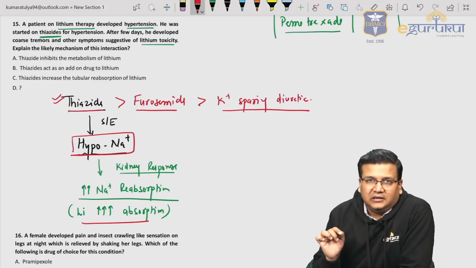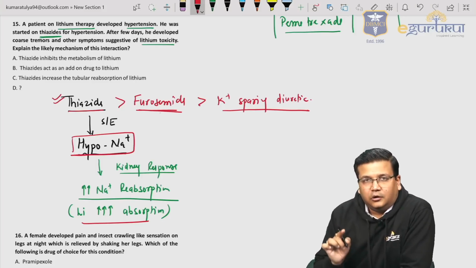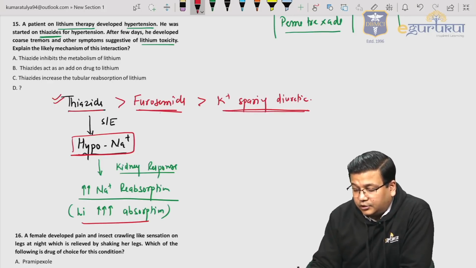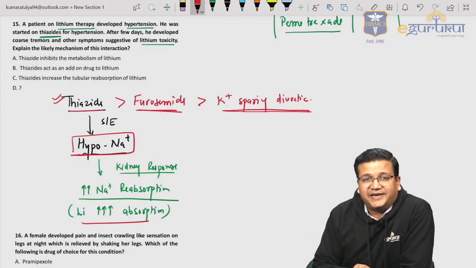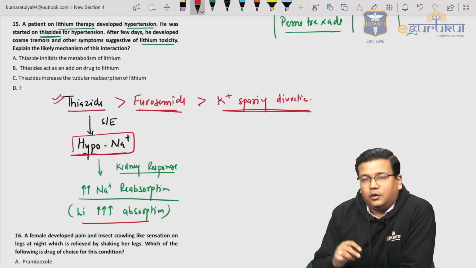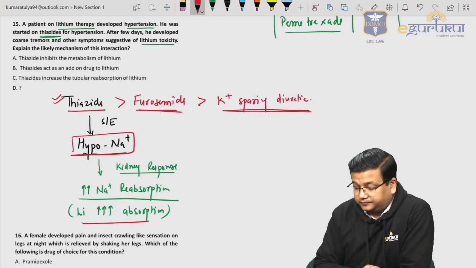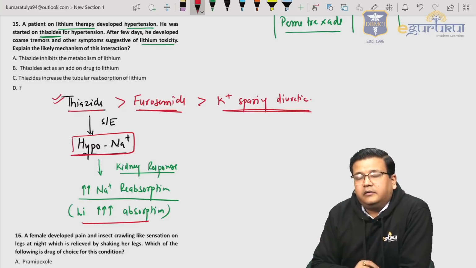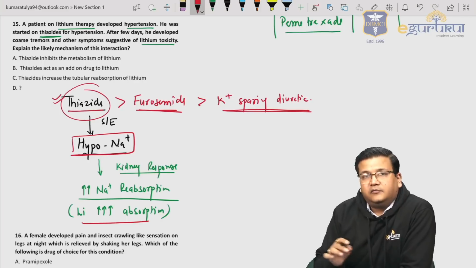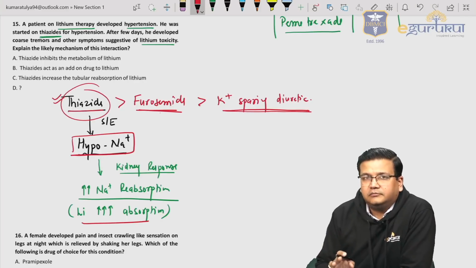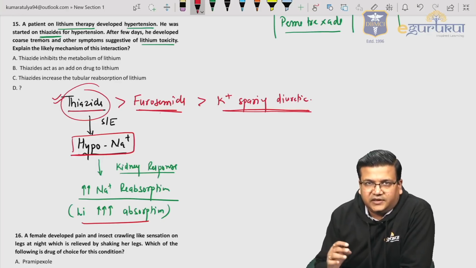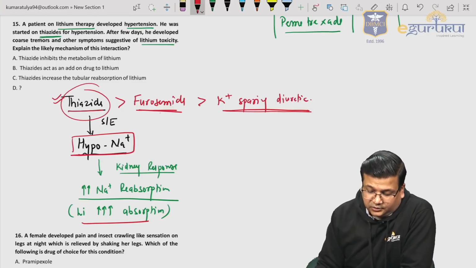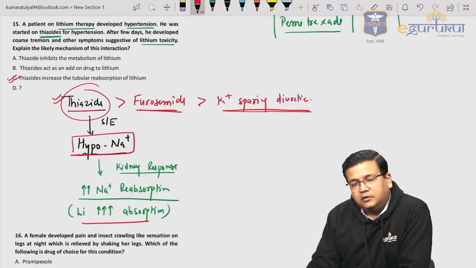So thiazides are the most frequent culprit. They should not be given with lithium because of this. But even furosemide is capable of causing it, although less than thiazide, and so can potassium sparing diuretics. So if tomorrow there is a question which says that thiazide, furosemide and potassium sparing diuretics all can cause lithium toxicity, the answer is yes, they can. Which diuretic should be avoided with lithium? Ideally, all of them should be avoided. Which should be absolutely avoided? Thiazide. Furosemide and potassium sparing diuretics should be used with caution because they cause much less incidence of toxicity. So this is how you have to remember various possibilities that can be asked tomorrow. The answer to the question is very simple: thiazides increase lithium tubular reabsorption.